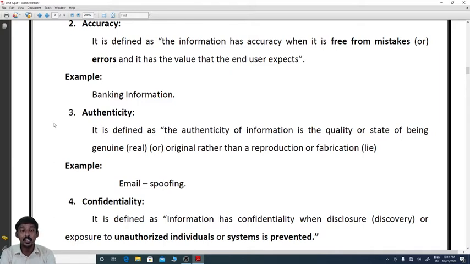Rather than reproduction or fabrication, you should not be a fabricator. It means that a fabricated user cannot use that. Only authenticated users are able to access that information. For that, we are going to provide different kinds of authentication mechanisms. It may be in the form of username and password, or biometrics, or fingerprint authentication. So there are different kinds of authentication mechanisms we provide for authenticity.